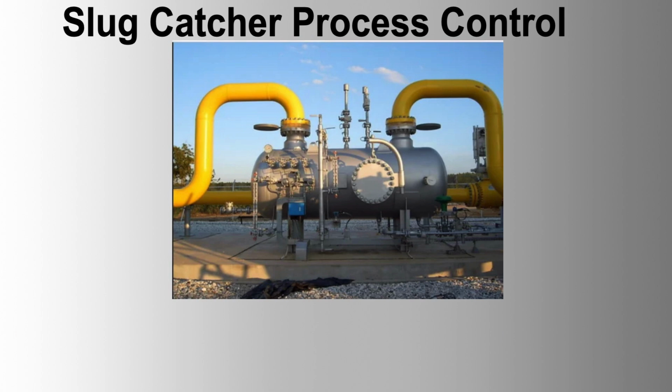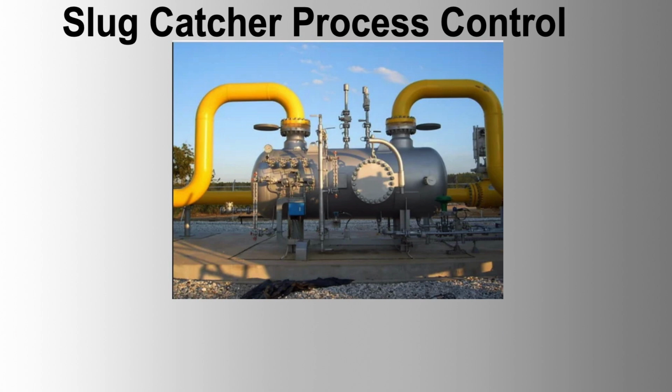5. Oil and water flow control, FIC, flow indication control. Purpose: control the flow rate of separated oil and water to their respective processing units or storage tanks. Components: oil and water flow meters, control valves, flow controllers. Operational parameters. 1. Inlet flow rate: monitor and control to prevent overloading the slug catcher. 2. Gas pressure: maintain within safe operating limits to avoid equipment damage. 3. Liquid levels: keep within designated ranges to ensure effective separation and prevent carryover.